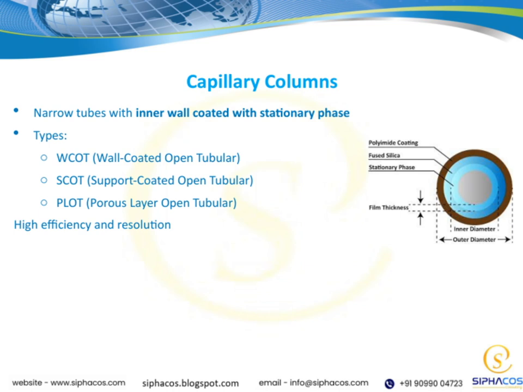PLOT, which stands for porous layer open tubular, features a porous layer that provides high surface area, ideal for specific applications like analyzing gases. The key advantage of these capillary columns is their high efficiency and resolution, making them essential tools in modern chromatography for achieving precise separation and analysis. This all ties back to our overall goal of improving analytical accuracy and sensitivity in our work.